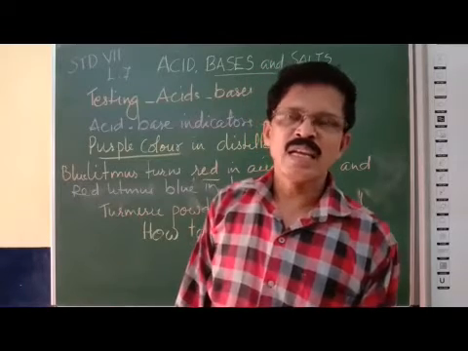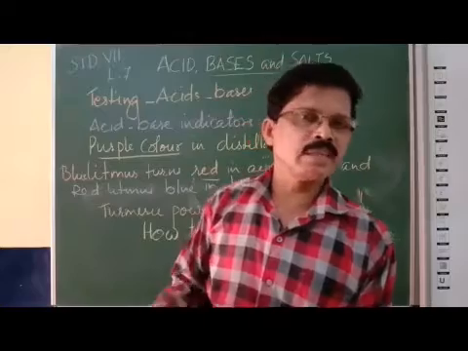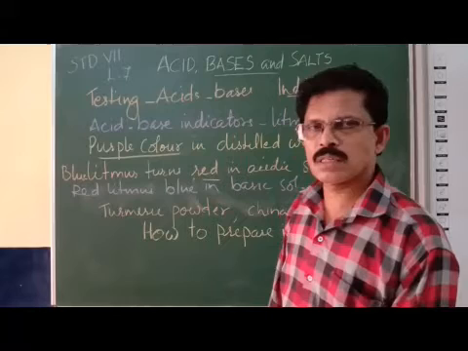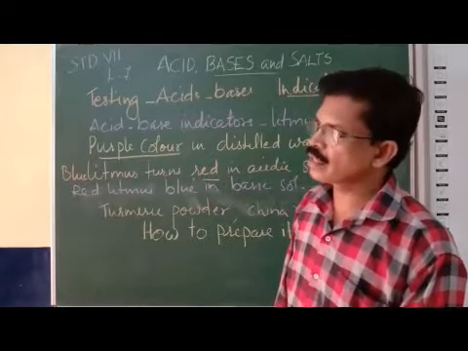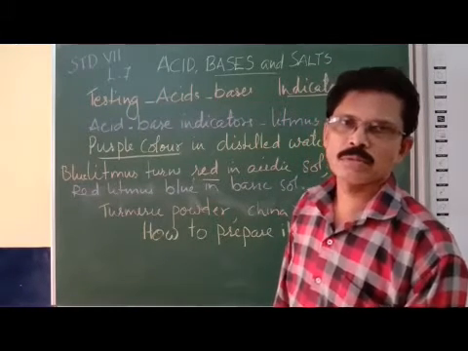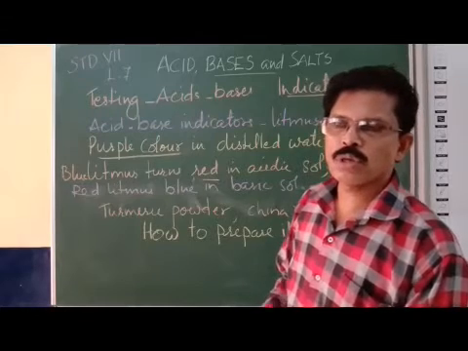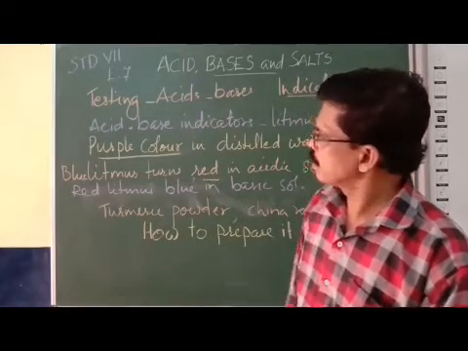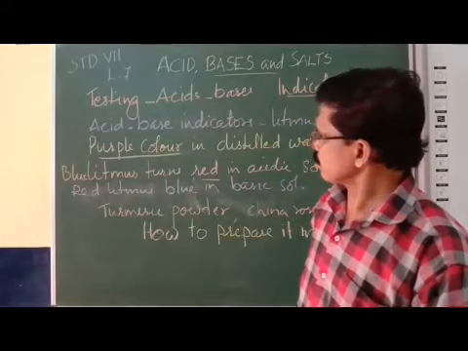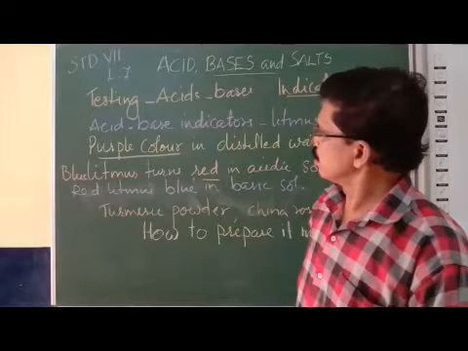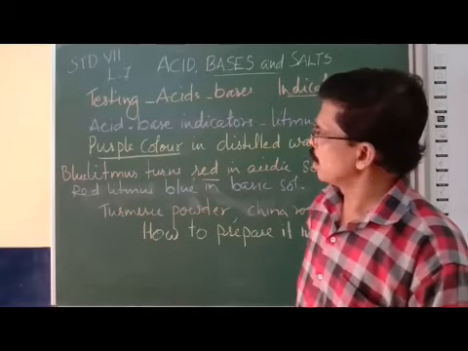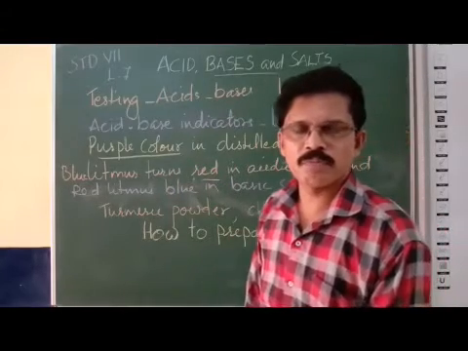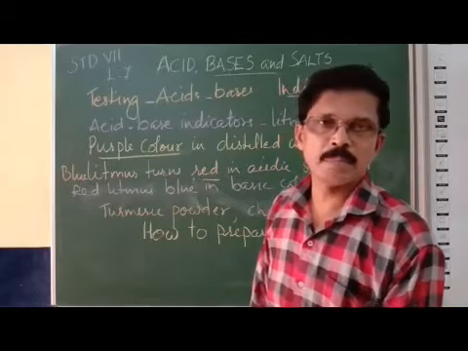So what are indicators? Particularly we say acid-base indicators. Acid-base indicators are substances which are used to test whether the substance contains acid or base, because they show different colors in acidic and basic medium. For example, litmus paper. Litmus is a very common type of acid-base indicator.